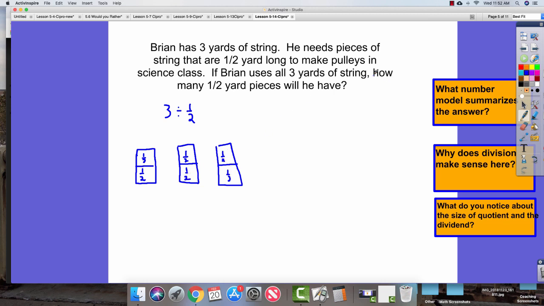Now I need to think about what the question is asking me. How many half yard pieces will he have? Well, he has 1, 2, 3, 4, 5, 6 half yard pieces. So 3 divided by a half is 6. Okay, let's do another example.